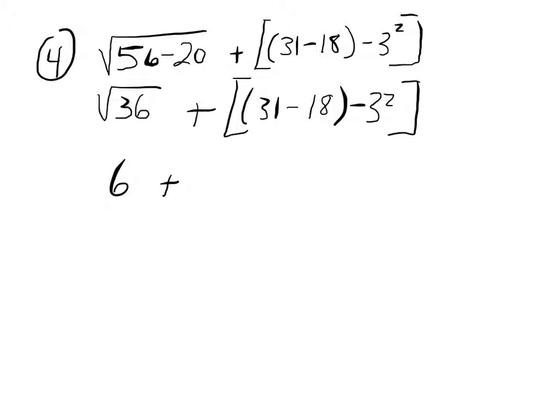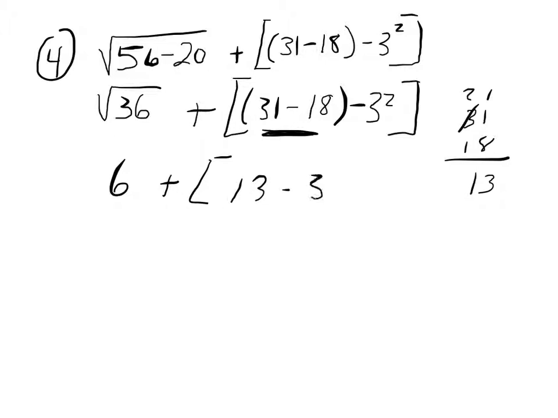Now I'm going to work inside the brackets, and since there are brackets and parentheses, and they're both grouping symbols, you want to work with the innermost grouping symbol first. So I'm going to work with the parentheses inside the bracket. 31 minus 18 would be, let's see, what is 31 minus 18? 13. So it'd be 13 minus 3 squared.